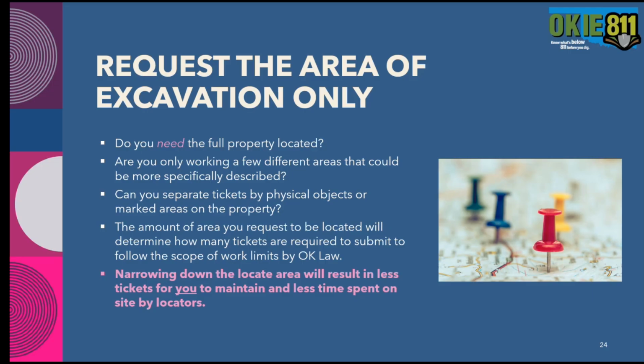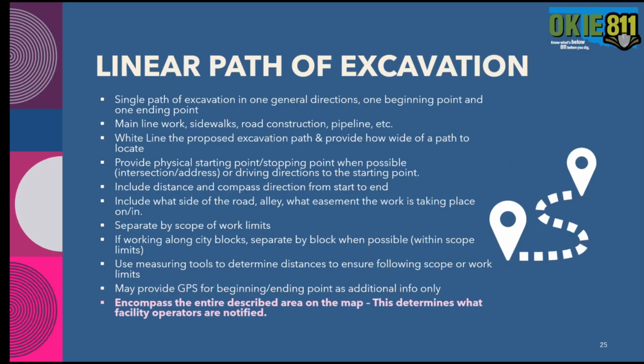They might take a little bit more time for you to prepare, but in the long run, it's going to be less for you to keep up with and a faster process for the locators. So again, the amount of area you request to be located determines how many tickets you're required to submit to follow the scope of work limits by Oklahoma law. If you have a 1,500-foot job, that's going to be 3 tickets in town. There's no way around that. By law, that's what we would have to do. So narrowing down the locate area will result in fewer tickets for you to maintain and less time spent on site by the locators.